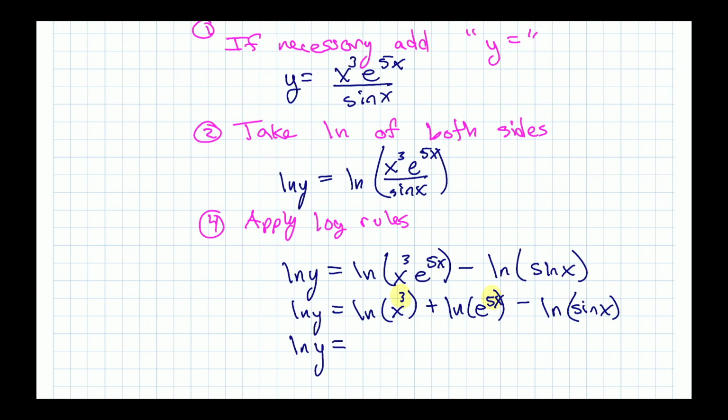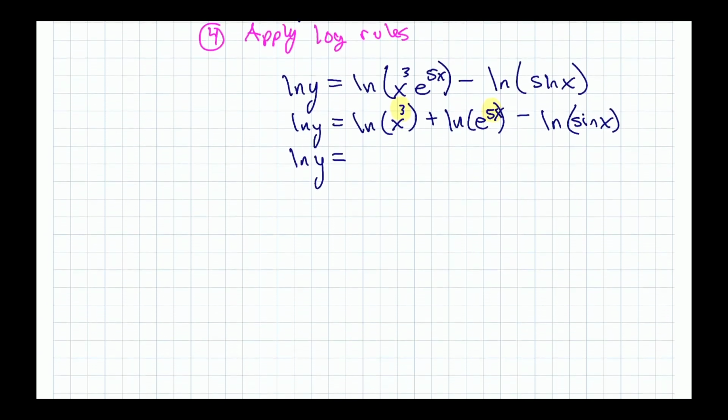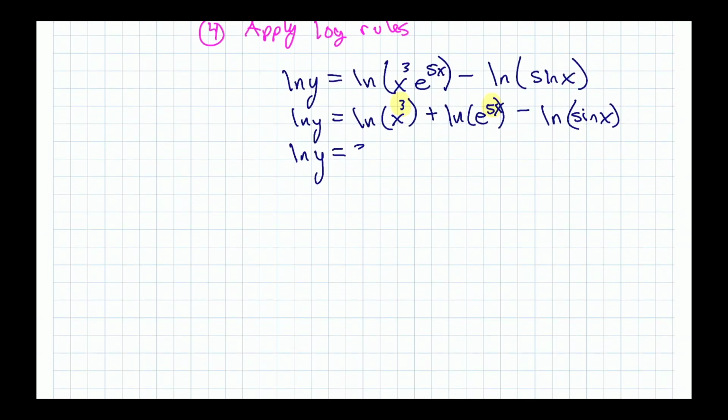So then we are going to bring down all of our powers using the rule for that. So you bring the 3 down in front. You have 3 ln x. You bring the 5x down in front. You have 5x ln e, I guess. You don't really need to do that. And then minus ln sine x. All right, so now we're done applying log rules.